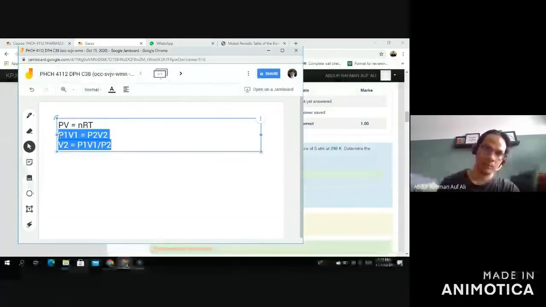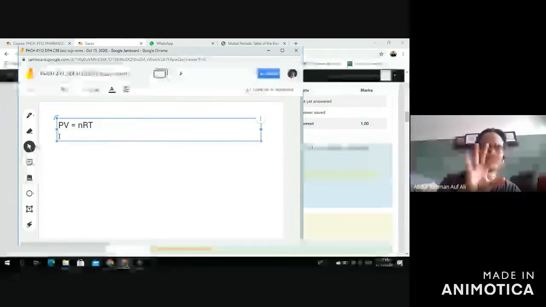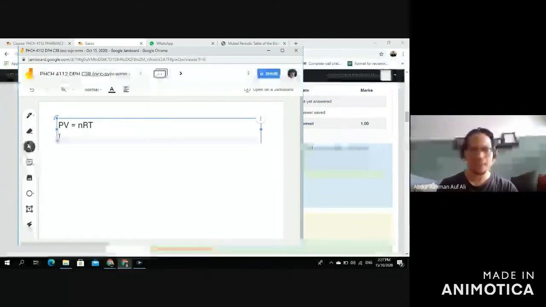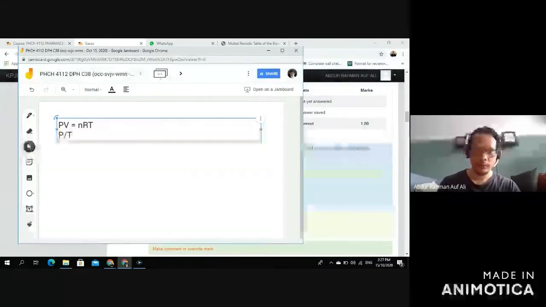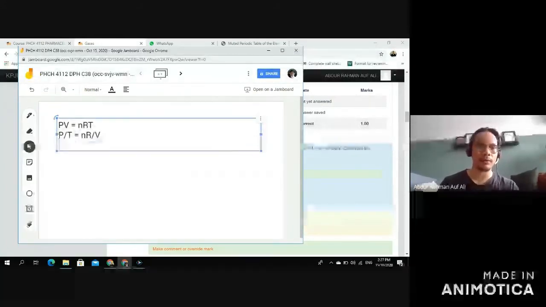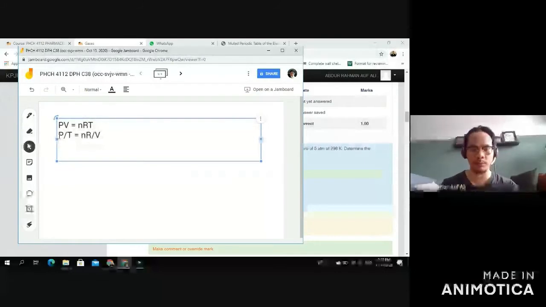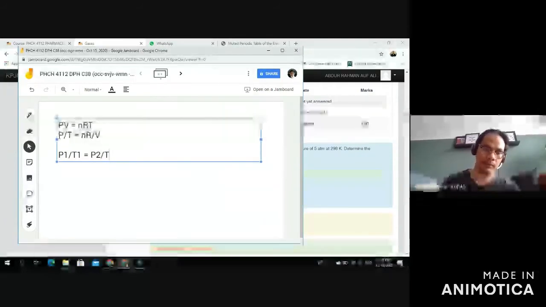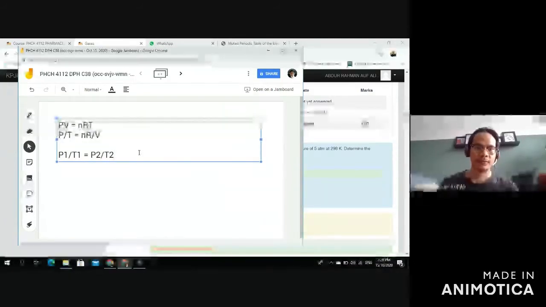PV equals nRT. You take the V to the right hand side and you take T to the left hand side, same as before. So P divided by T equals nR. So on the left hand side is the first half of the formula that you need to use. So P1 divided by T1 equals P2 divided by T2. So this is the formula that you use.